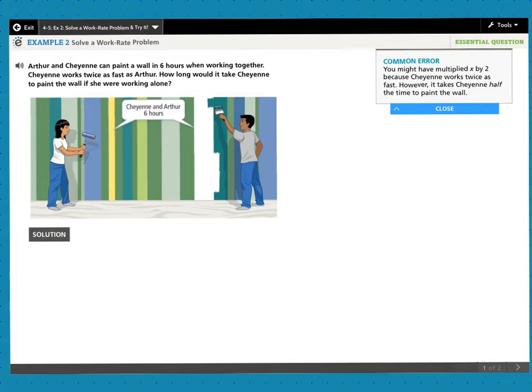So this picture actually really helps us to see that there are two of them together. They finish it in 6 hours, which means each hour they finish 1/6 of the wall. Finish painting 1/6 of the wall, right?